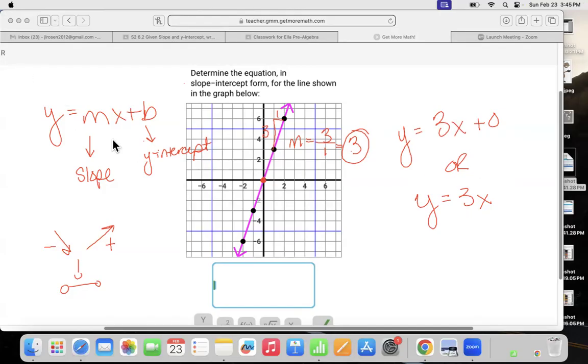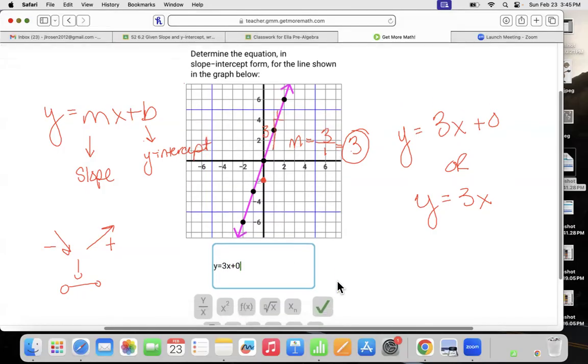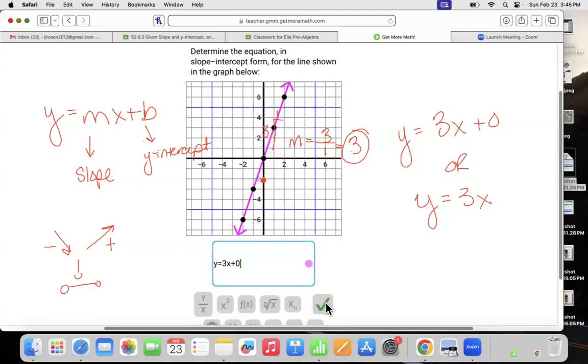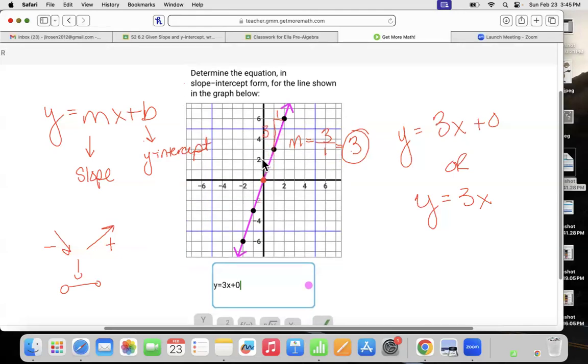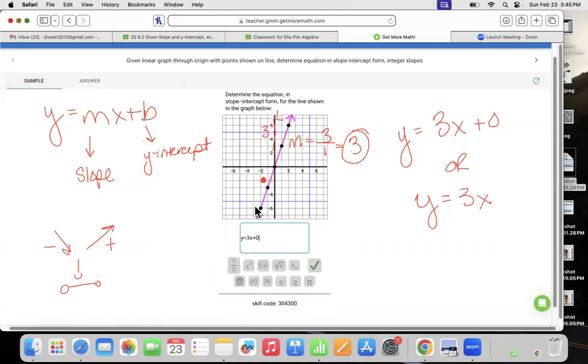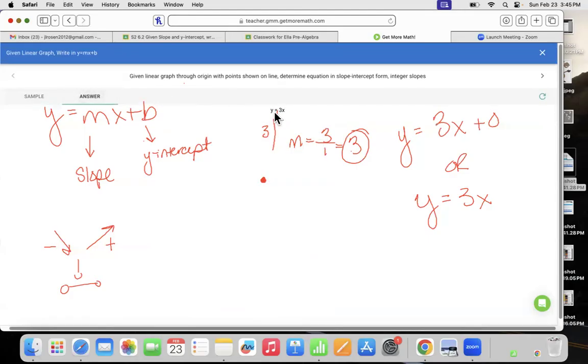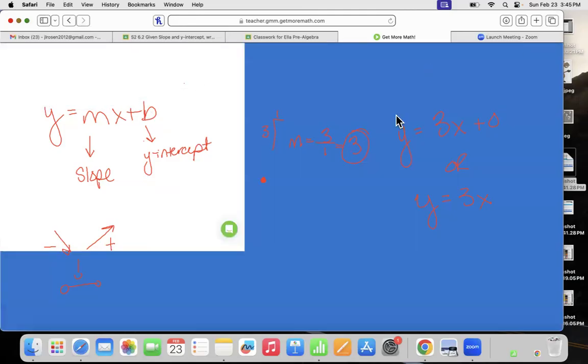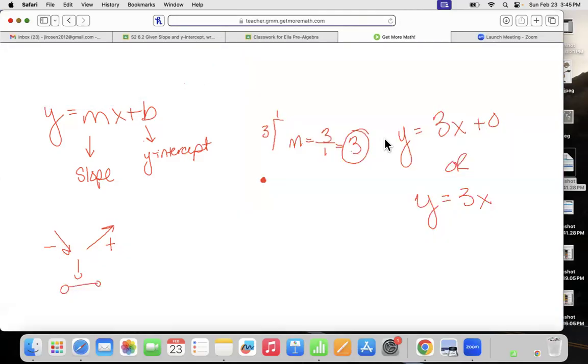Okay, so when it comes down to our answer here, we're just doing y equals 3x or y equals 3x plus 0. Either way, it's going to give you the right answer. Oops, what did I do wrong? Determine the equation, slope-intercept form, y equals 3x plus 0. Let's see what the answer is. Okay, so it does not want you to have the plus 0. My bad. No plus 0. You can see right there, it says y equals 3x. Maybe the answer was just jacked up. Let's try that again.